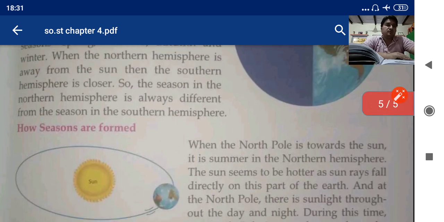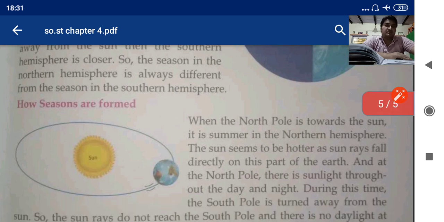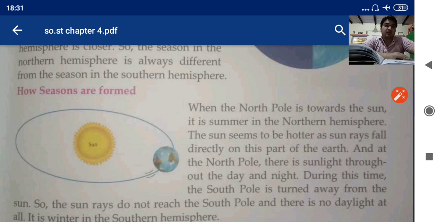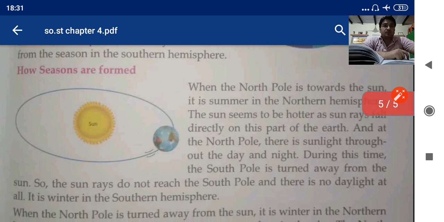When north pole is towards the sun, it is summer in northern hemisphere. The sun seems to be hotter and sun rays fall directly to this part of the earth. And at the north pole, there is sunlight throughout the day and night. During this time, south pole is turned away from the sun, so the sun rays do not reach the south pole and there is no daylight at all. It is winter in the southern hemisphere.